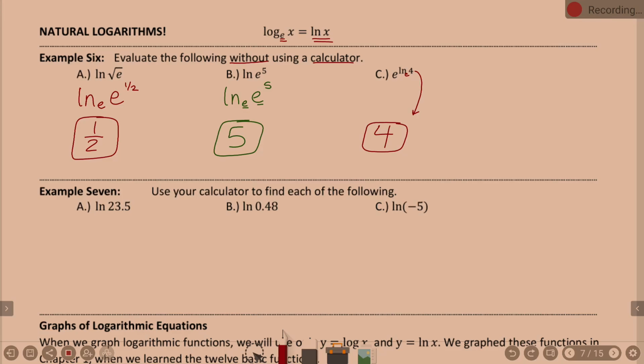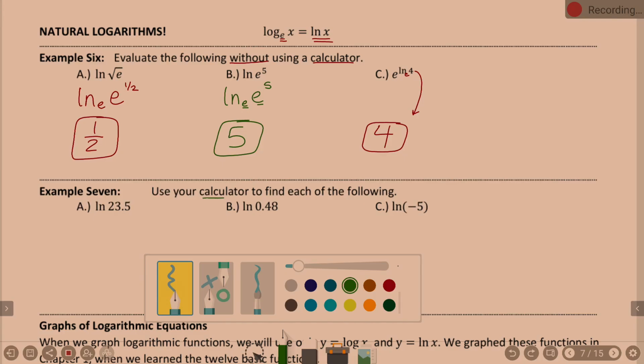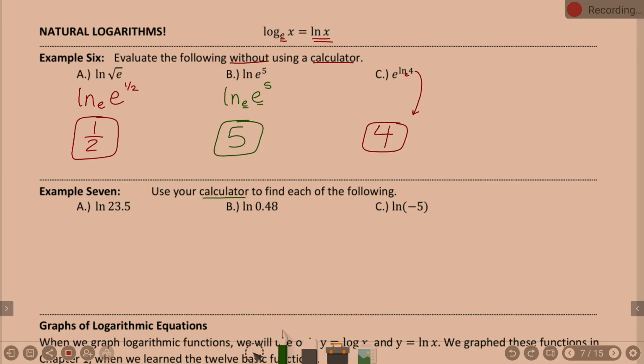Example 7. The next best part you've been waiting for. Use your calculator. What do you do different on the calculator? Just push the natural log button, which is right below the common log button. I am again going for 3 decimal places. There are 3 decimal places in homework. I took a peek at the answer key. What's the natural log of 23.5? Approximately 3.157.